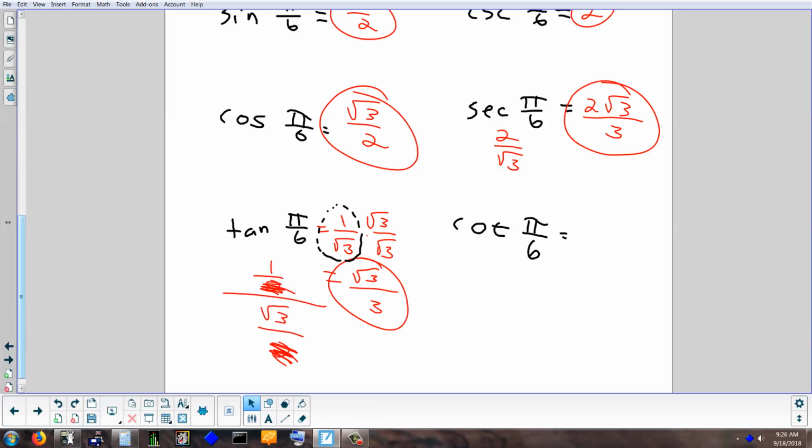I thought you said it came up to just 3. This tangent is square root 3 over 3. I thought you said it came up to just 3. Nope, the final answer is what we circled right there.